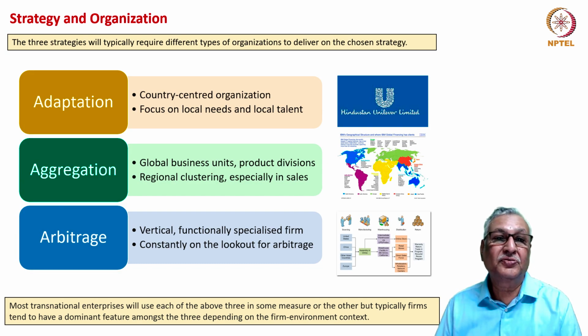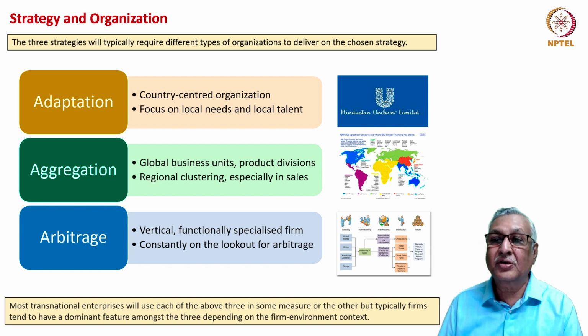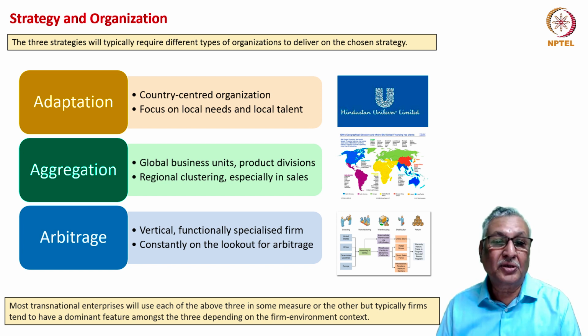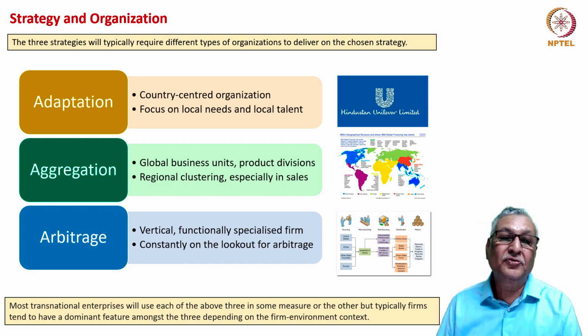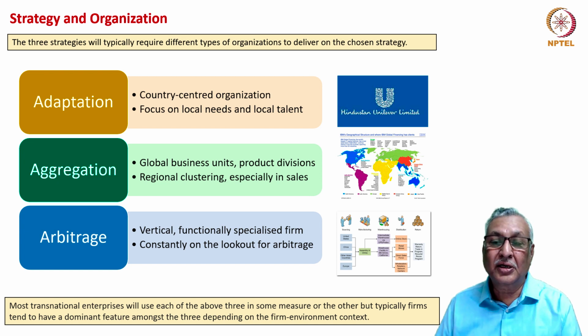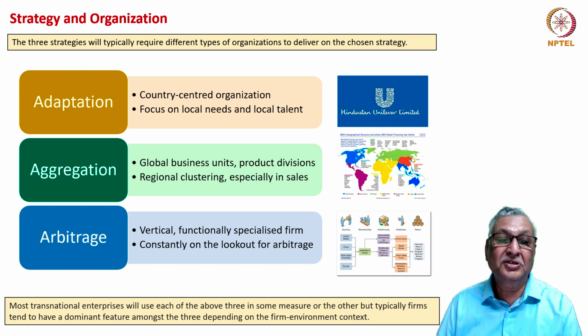These three strategies will require three different types of organizations to deliver on the chosen strategy. If you want to adapt, you require a country-centered organization. You need to focus on local needs and local talent. That's why the way subsidiaries are structured is a hot topic in multinational and transnational companies. Trying to impose the foreign headquarters' views on the local subsidiary has only resulted in suboptimization of local capabilities.